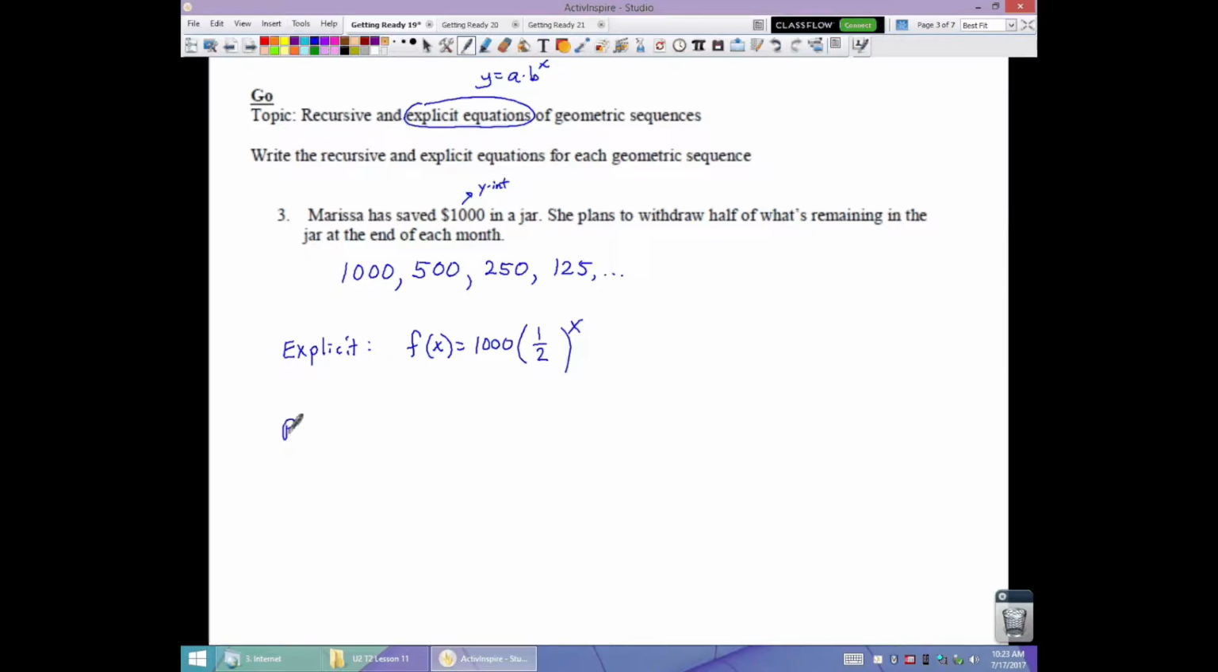For the recursive equation, again, start with one of your early terms, so f of 0 was 1,000. And for each next value, we take the previous one, f of x minus 1, and we multiply that by 1/2.